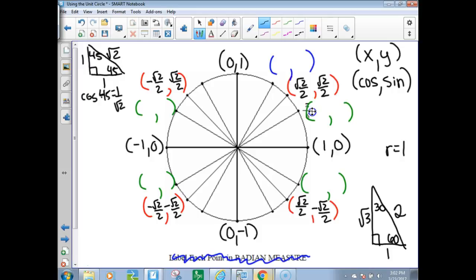Cosine 30. Go to the 30 degrees. Adjacent over hypotenuse, square root of 3 over 2. Sine 30, opposite over hypotenuse, 1/2. Let's just fill in all those green ones now. This would be negative square root of 3 over 2, 1/2. This one would be negative and negative. And I forgot the negative sign on my 1/2 there, excuse me. And this would be positive square root of 3 over 2, negative 1/2 in quadrant 4.